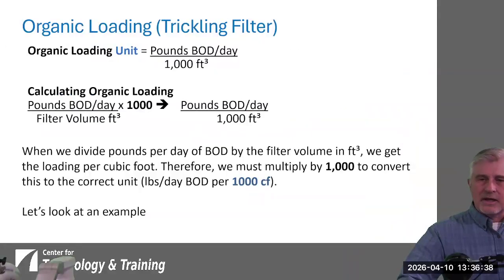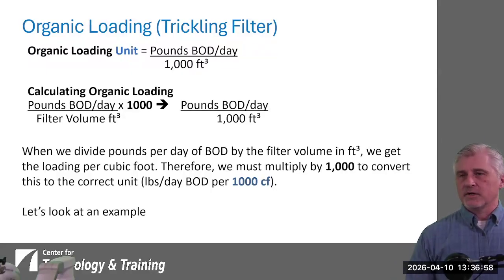All right, so we can look at organic loading on a trickling filter. As we said, it's pounds of BOD per day divided by 1,000 cubic feet. When we divide the pounds per day of the BOD by the filter volume in cubic feet, we get the loading per cubic foot. And so we want to know what that is per 1,000 cubic feet, so we have to multiply by 1,000 to convert that and get the correct units. So next we'll look at an example of that.